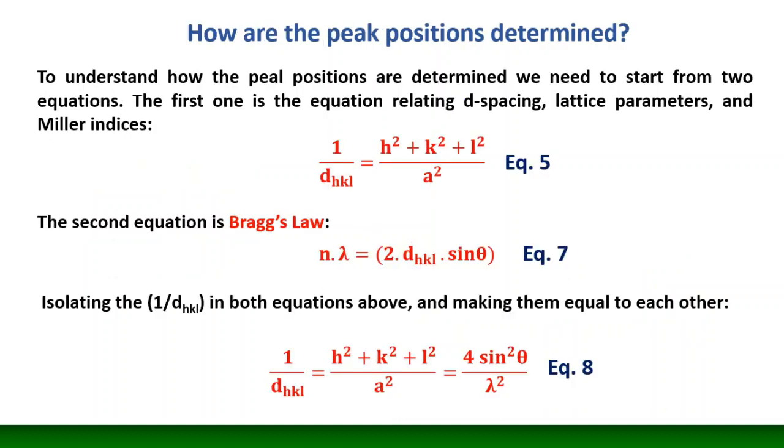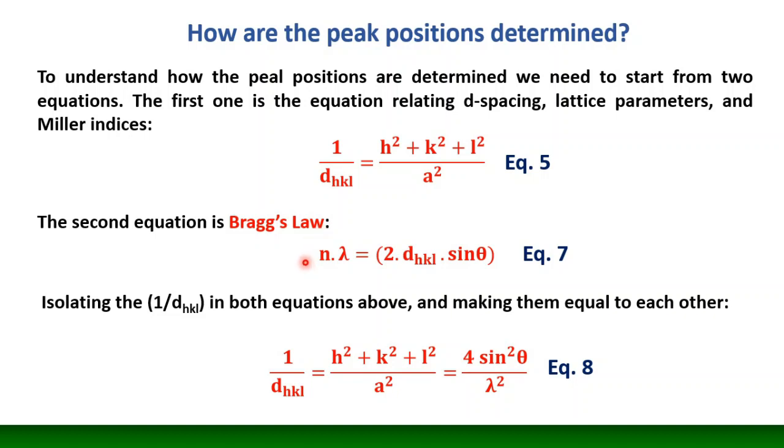We just saw that the peaks having the lowest even integer summation for the hkl Miller indices tend to be related to the peaks at lower 2 theta positions, okay? Now you might be asking why it works this way, okay? The explanation is based on the combination of two equations: equation 5 that you saw previously, which relates the d-spacing to the hkl Miller indices and the lattice parameter, and then the fundamental equation of X-ray diffraction, which is Bragg's law, okay?